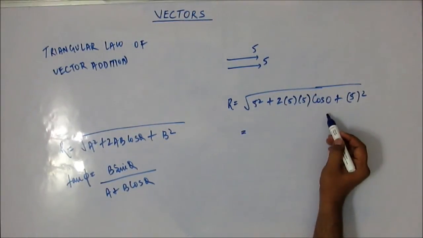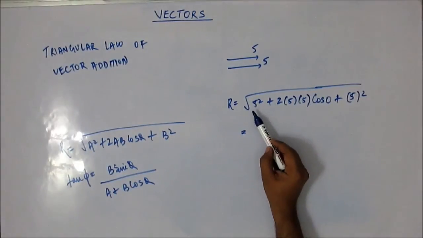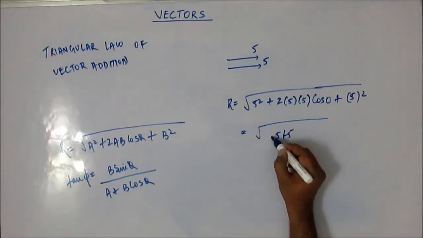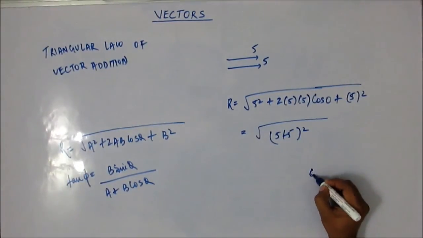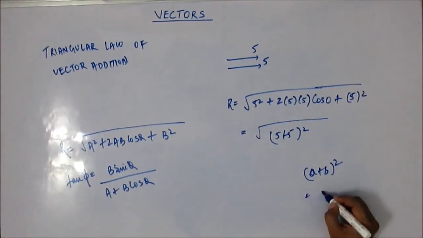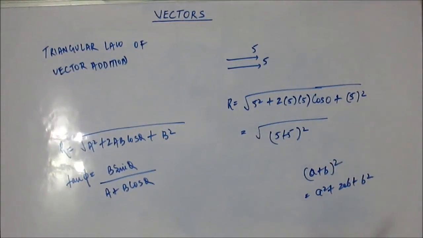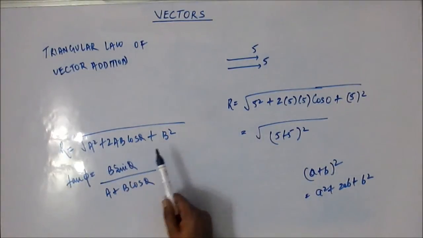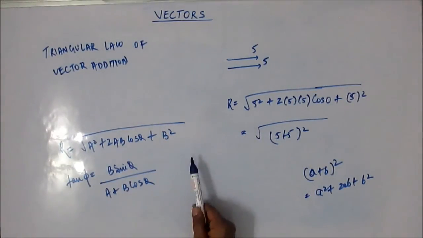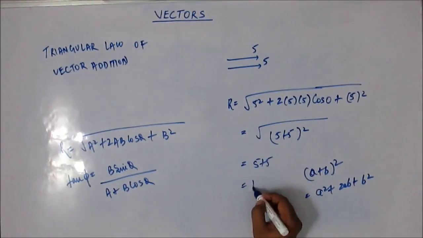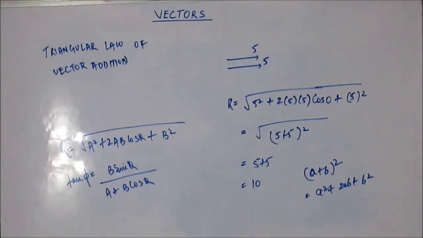Cos 0 happens to be 1. So this is basically A square plus 2AB plus B square, which is A plus B whole square. If you know the formula, A plus B whole square is equal to A square plus 2AB plus B square. So the root of A plus B whole square is A plus B. This is 10. So when the vectors are parallel to each other, we simply add them. They are additive.